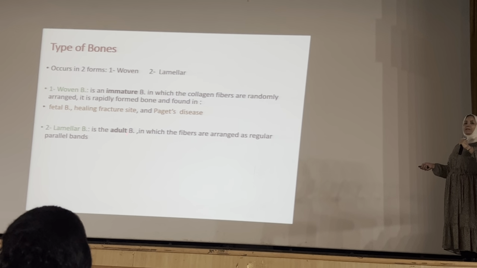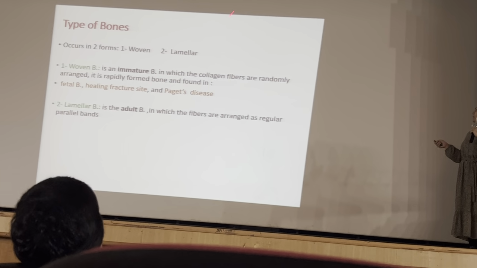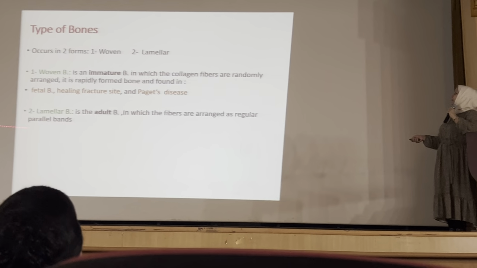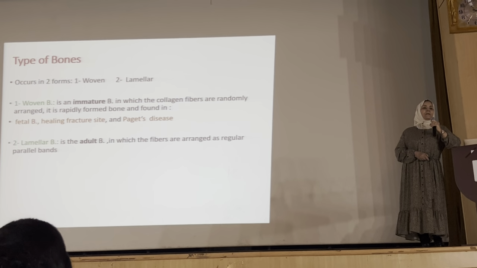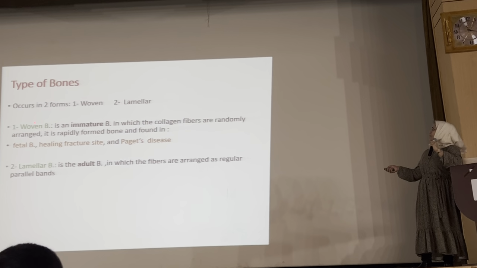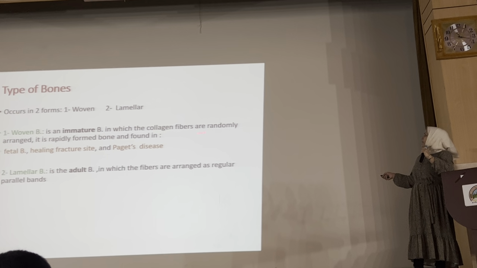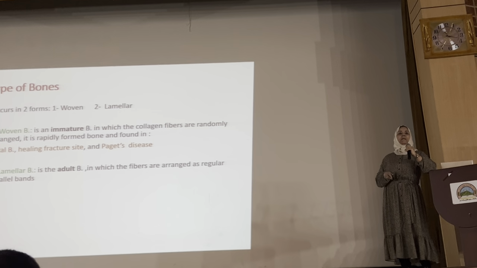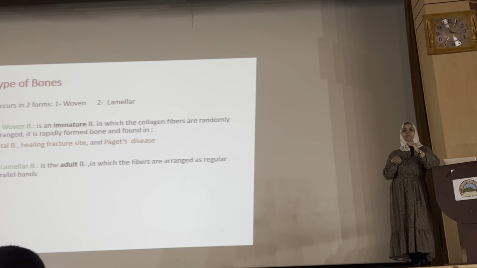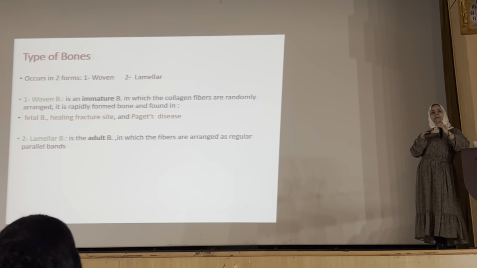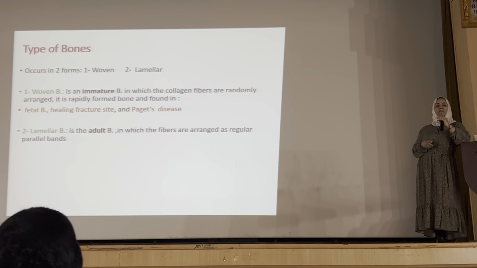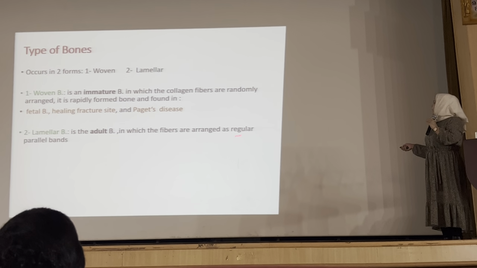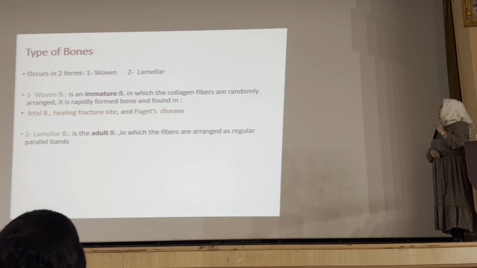Lamellar bone is the adult bone, in which the fibers are arranged as regular parallel bands. In woven bone the fibers are randomly arranged, while in the adult bone, lamellar, it means layers are surrounding each other, or regularly arranged around each other. So the fibers are arranged in regular parallel bands.